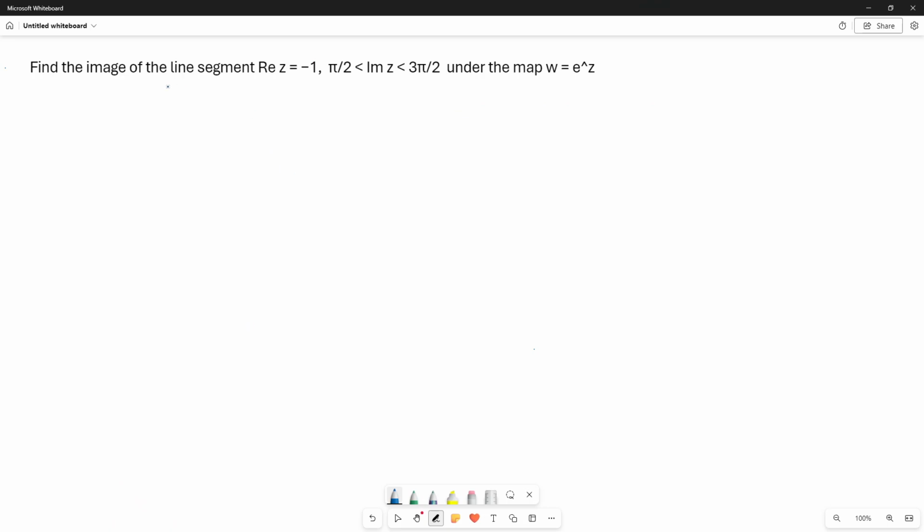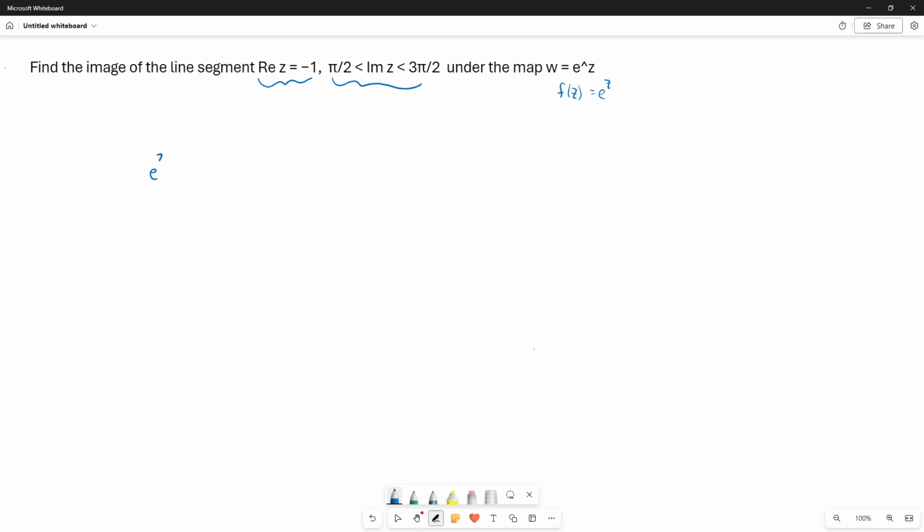We would like to find the image of the line segment given by real part of z equals -1 and imaginary part of z strictly between pi over 2 and 3 pi over 2 under the mapping w equals f of z equals e to the z.